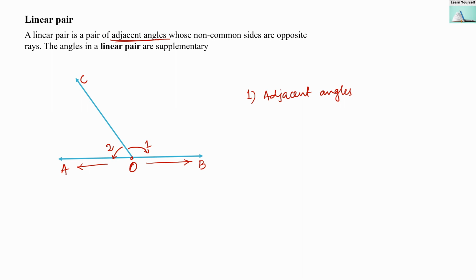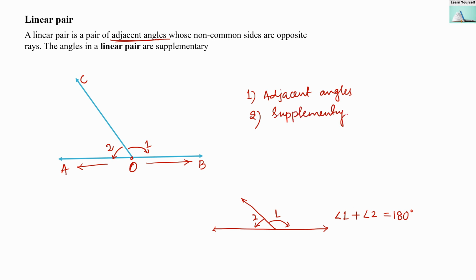So they are opposite rays and the angles in a linear pair are supplementary. As you can see, these angles are forming a straight line together. So when you are adding angle 1 and angle 2, they will give you 180 degrees in total. So that's why they are called supplementary. So a linear pair's measure is always 180 degrees. Linear pair angles are adjacent angles, and second, they are supplementary. So these two conditions are for a linear pair.